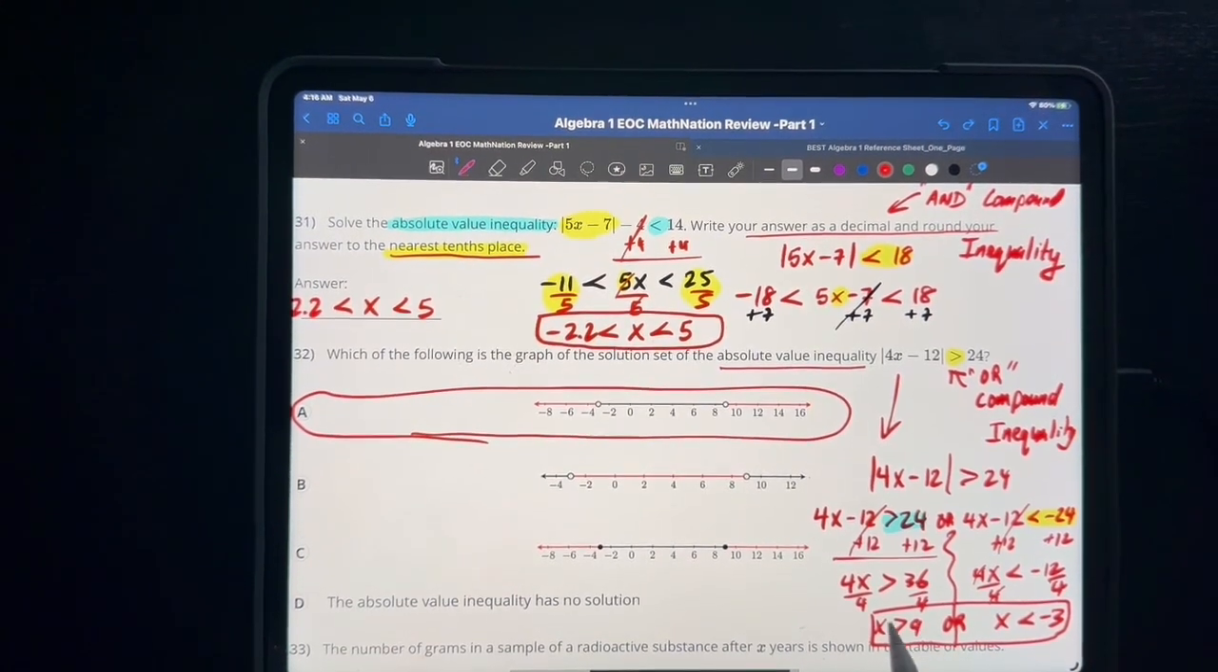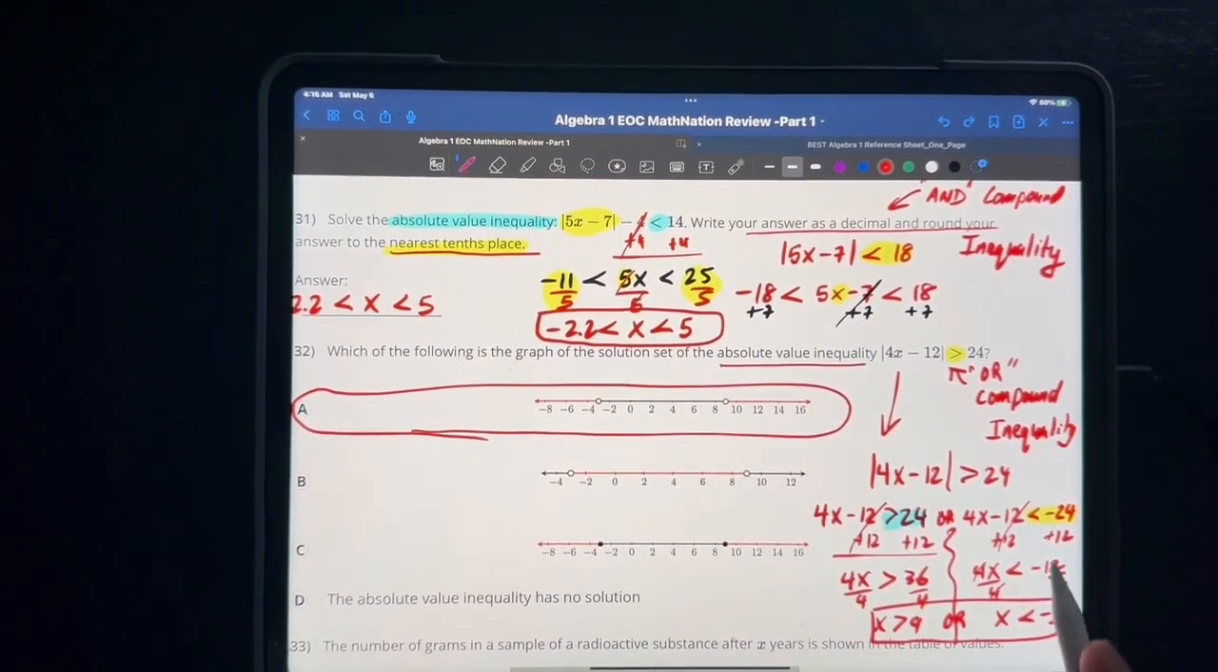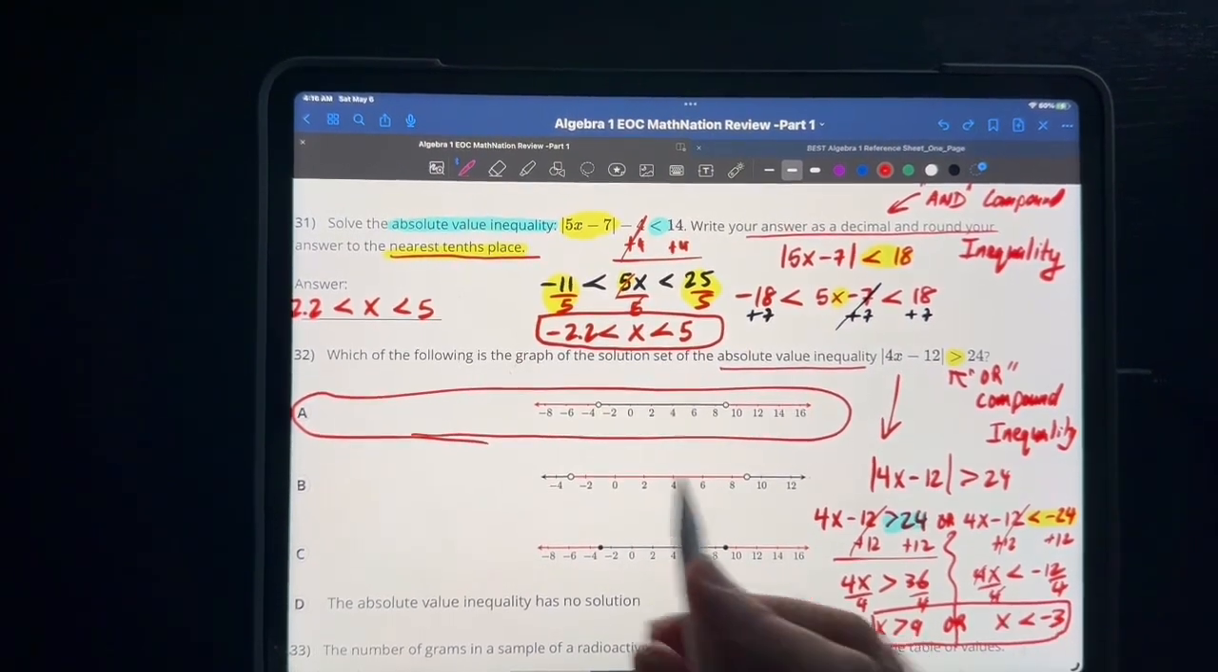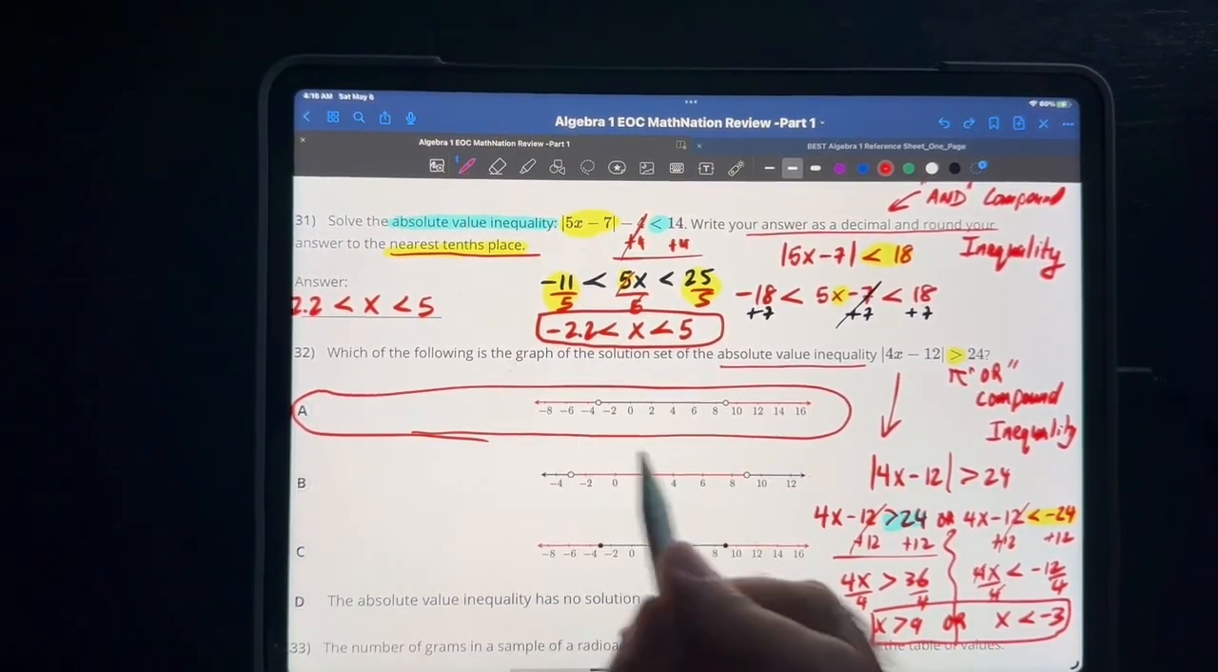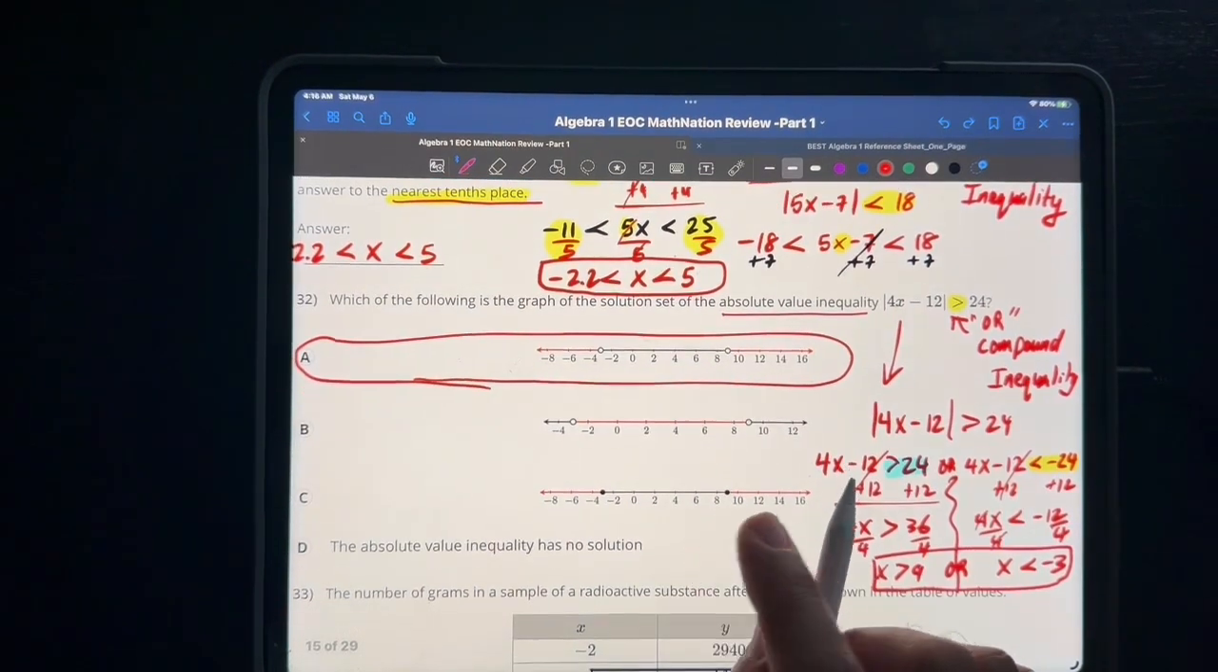All right, so this represents this part of the graph, and x is less than negative 3 represents this part of the graph. So I don't have to go any further. I don't have to look any further, guys.